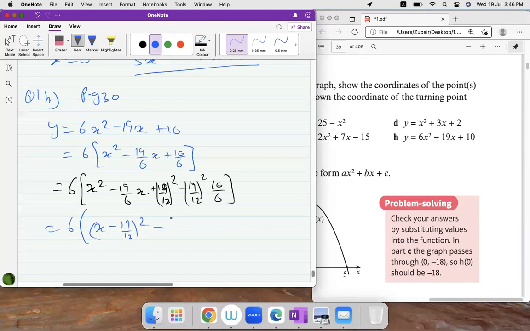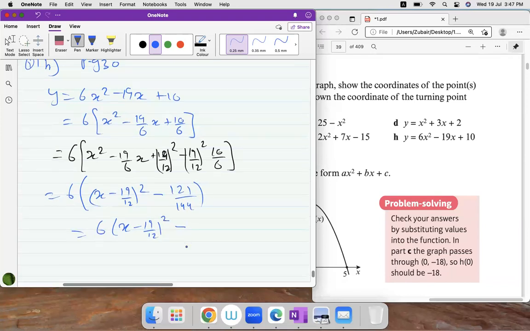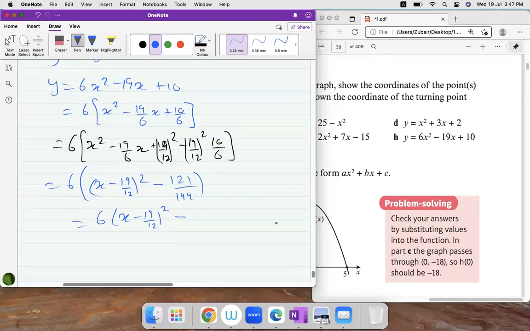19 divided by 12 squared and 10 by 6 minus that, the answer is 121 by 144. Multiplying 6 inside, y is equal to 6 times x minus 19 by 12 whole squared, minus 121 over 24.